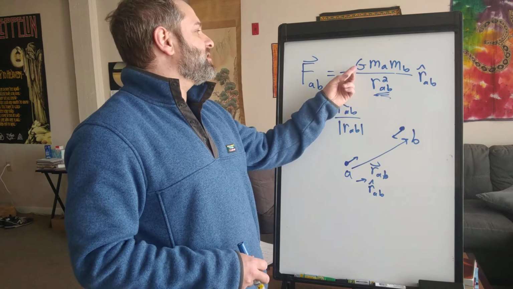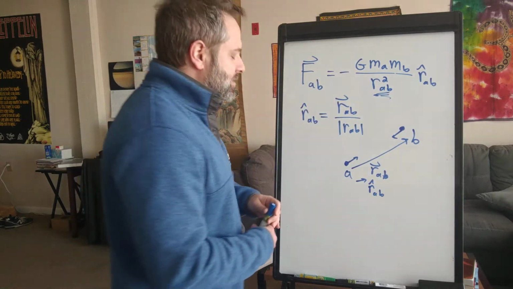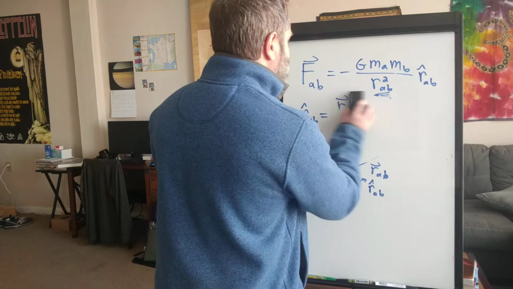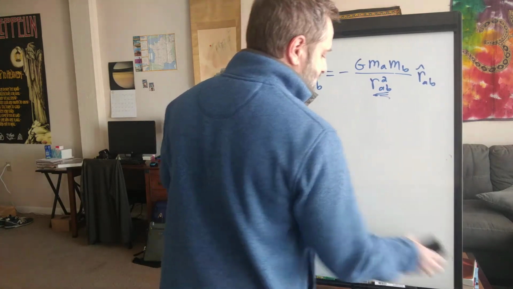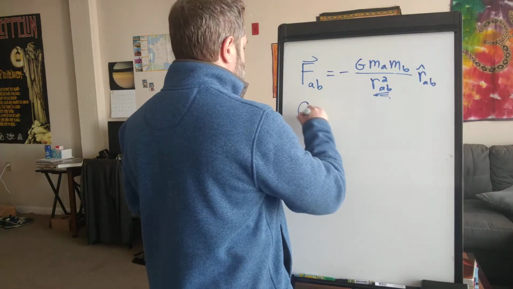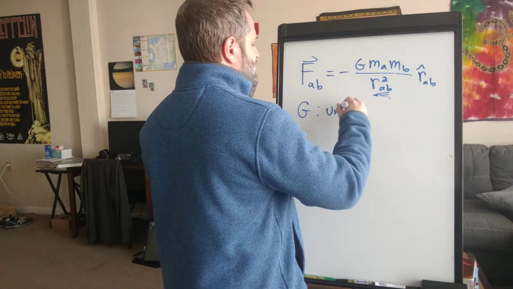The other salient feature of this equation is this G there. So that G is what's called the universal gravitational constant.